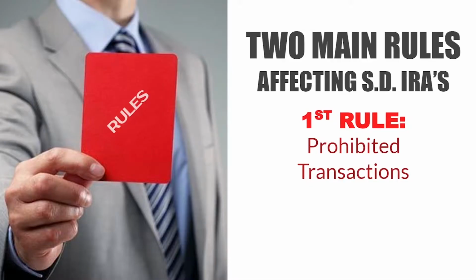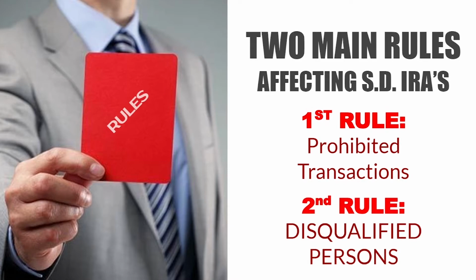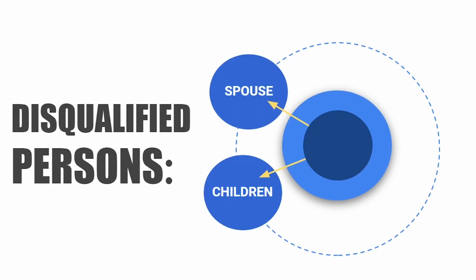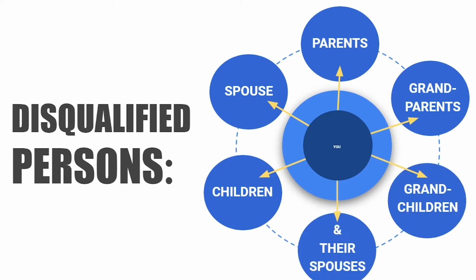Well, if you remember, when I walked through the differences between IRAs and 401ks and some of the rules, there were two rules that you always have to keep in mind. One being prohibited transactions. There are some things that you cannot invest in using your retirement account. The other is disqualified persons. Do you remember who the disqualified persons are? Well, do you remember who the number one disqualified person is?